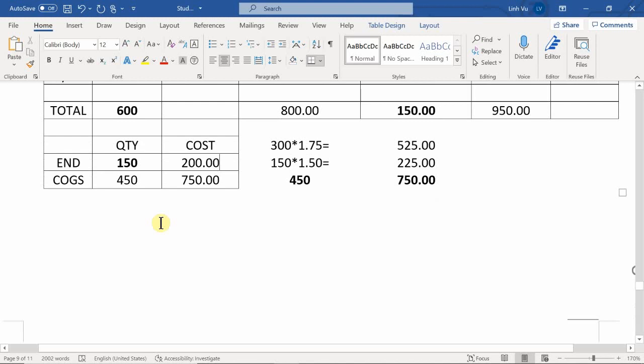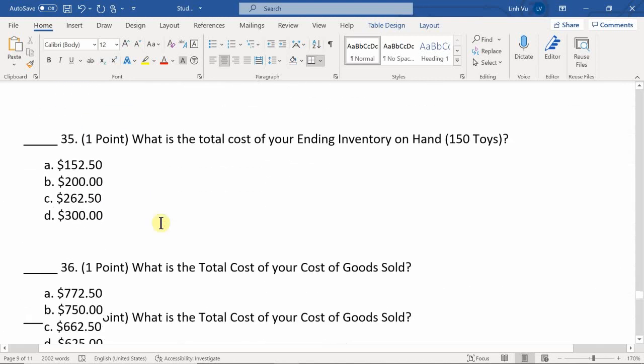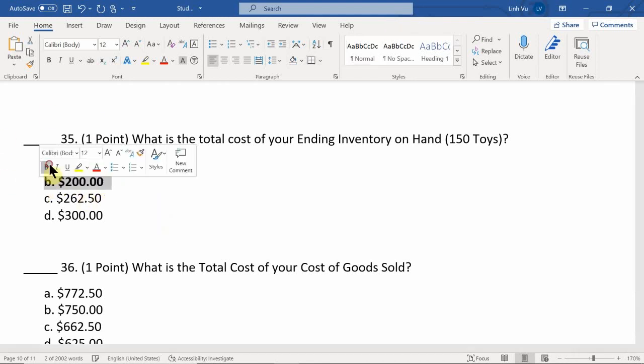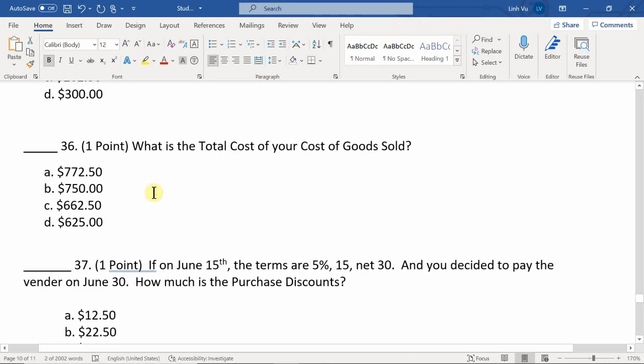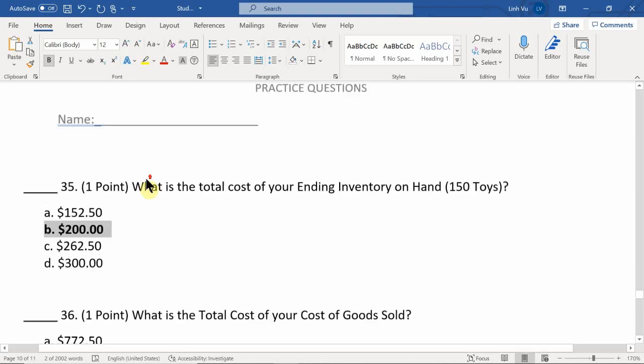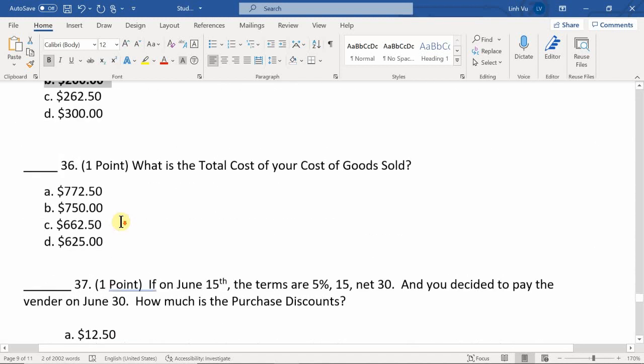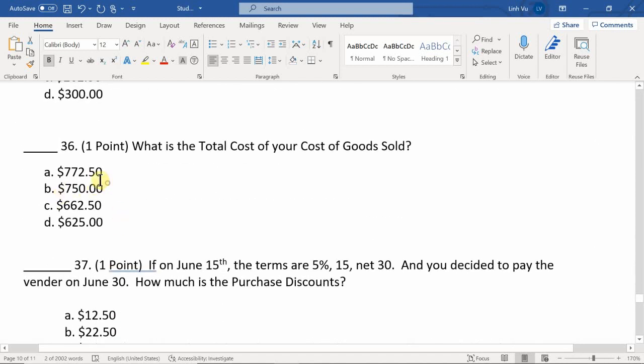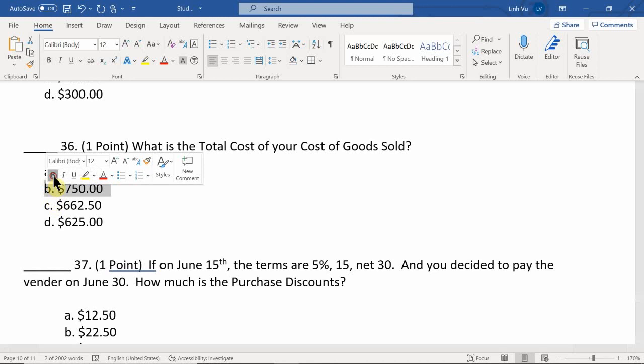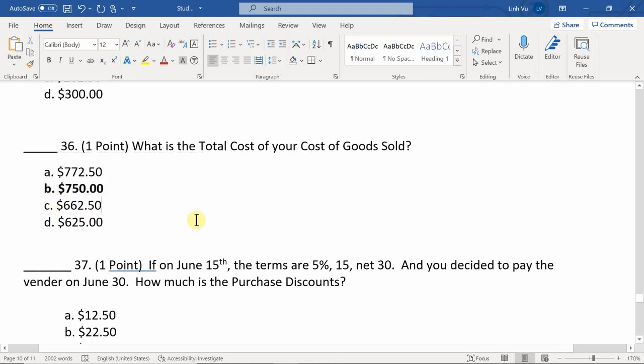$200, okay? So then let's answer the questions. What is the total cost of your ending inventory, which we sold for $200? Then question number 36 says, what is the total cost of your cost of goods sold, which we solved to be $750. So in this case, letter B, $750. Okay. So here we have it.